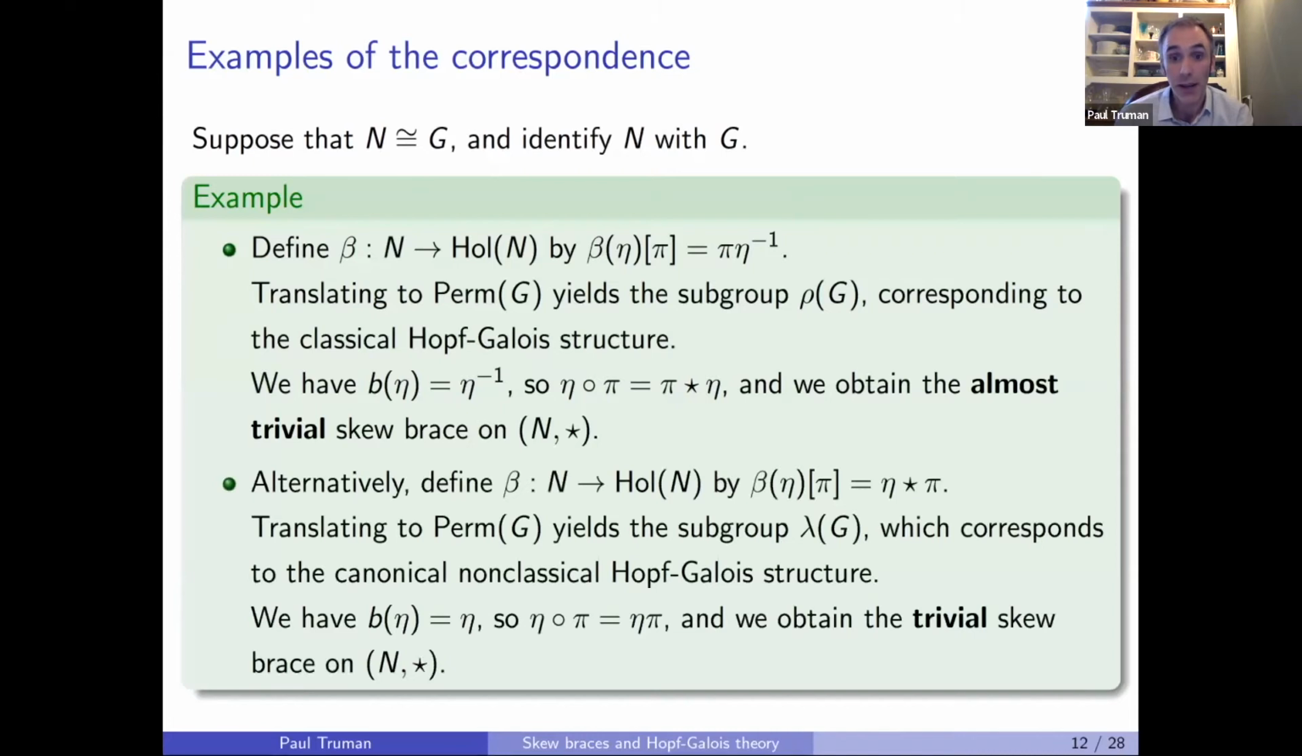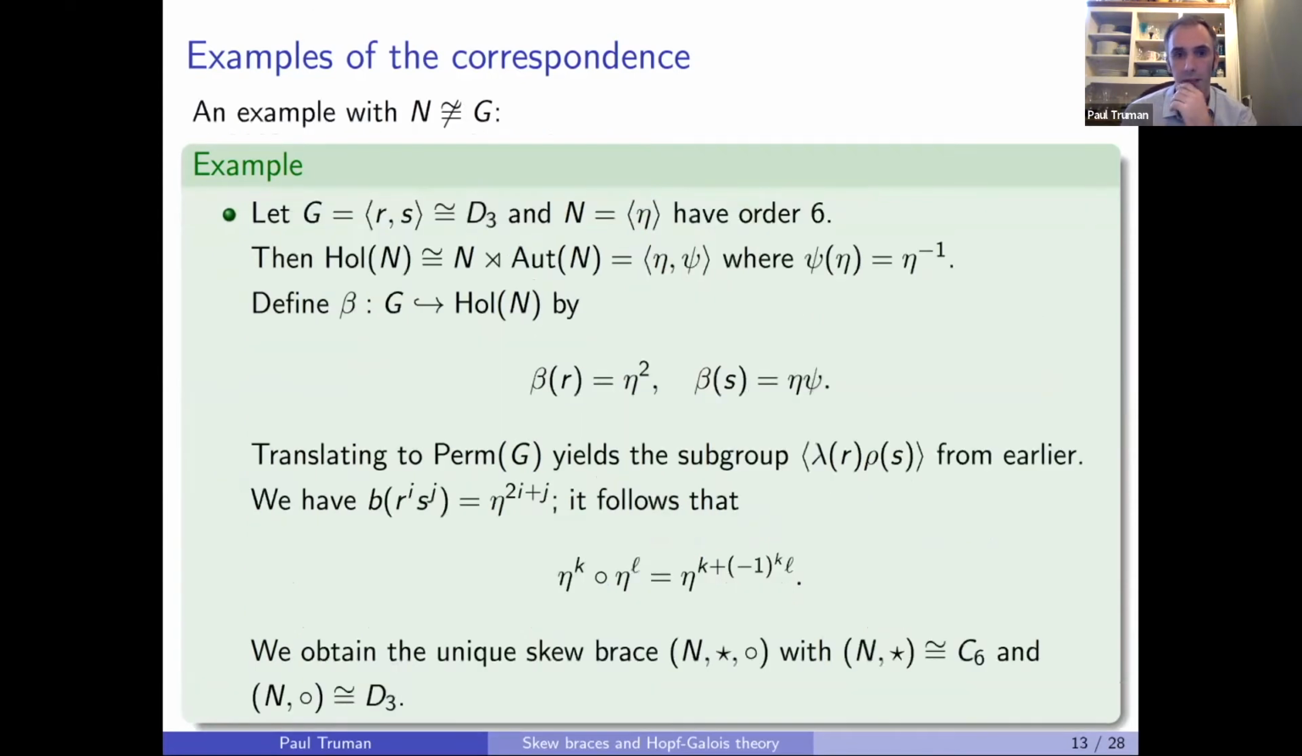And then sort of symmetrically, oh, I'm sorry, I've got a star in one of these and not in the other, but suggestive enough. If you do left multiplication, if you define your map beta to be left multiplication by eta, then translate back to Perm(G), you get the subgroup lambda of G, and that corresponds to the standard non-classical Hopf-Galois structure, assuming G is non-abelian. But of course, here you do get the trivial skew brace. So those two notions of trivial and almost trivial are kind of flipped around in these two contexts.